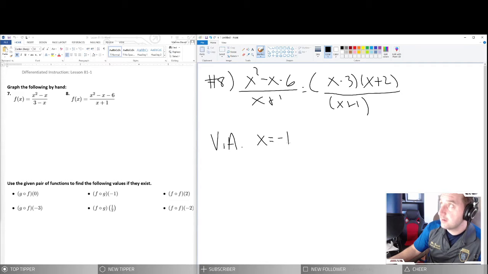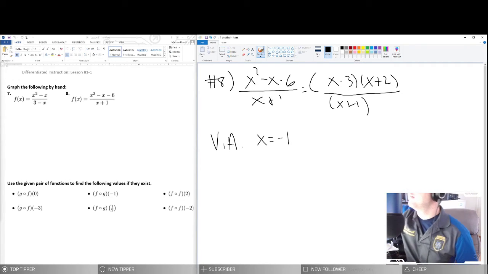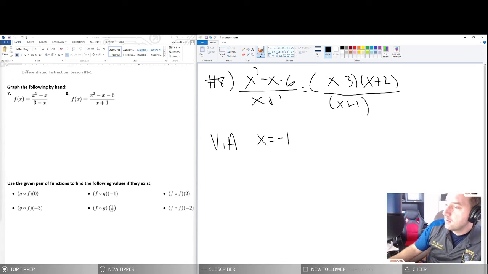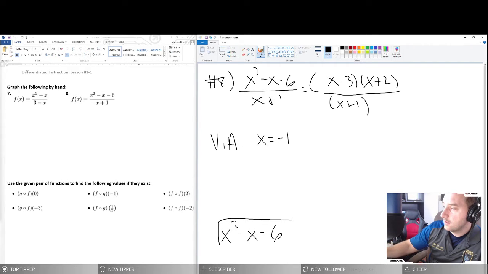So we need to divide. Let's get some light in here. There we go. So we need to divide, and we'll do the division right here. x squared minus x minus 6, and then you get x plus 1.